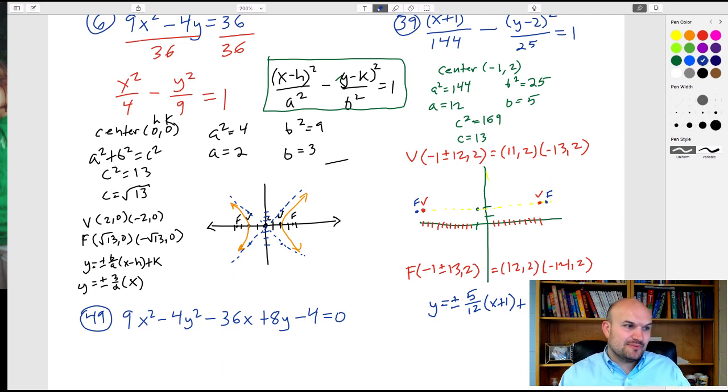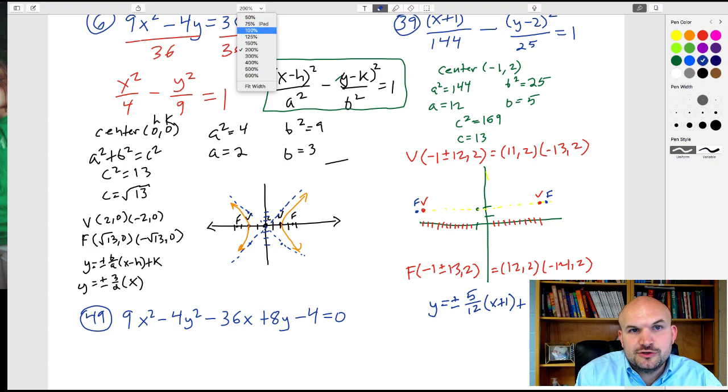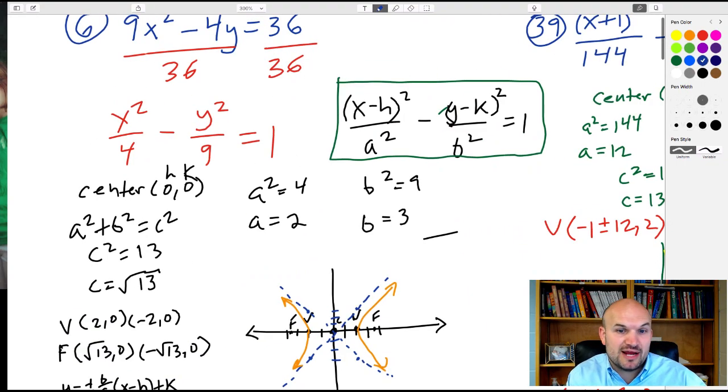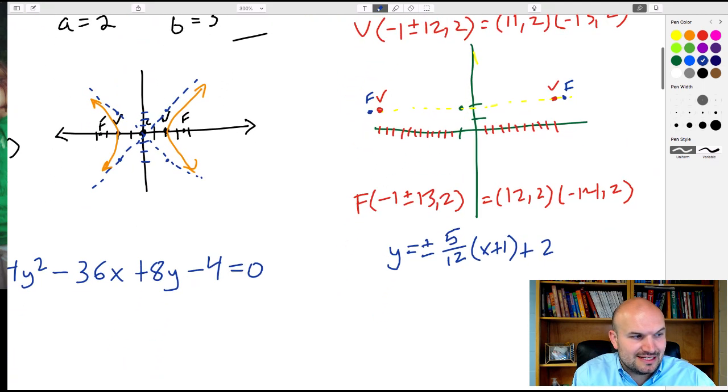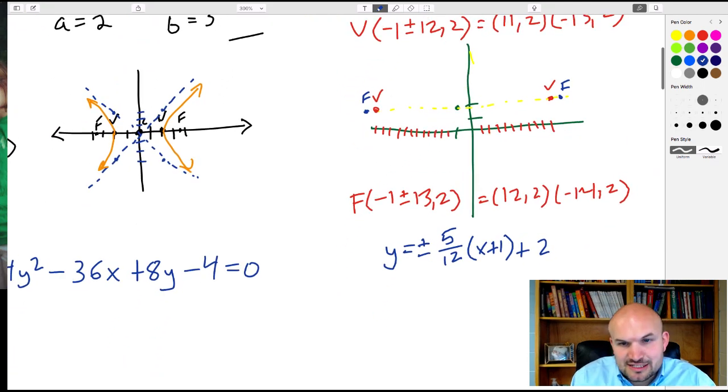Now, in the last example, I just decided to graph that because, heck, it's not that hard to go ahead and graph plus or minus 3/2 y. But when I look at this example, this is not that easy to graph. It's not going to be easy to graph plus or minus 5/12 times x plus 1, plus 2. You could rewrite it in slope-intercept form and graph it, but it's not going to be that easy.